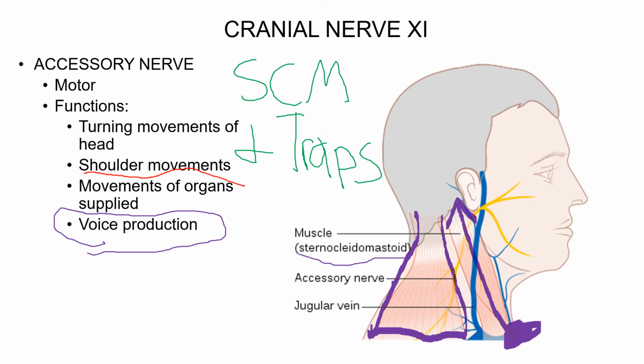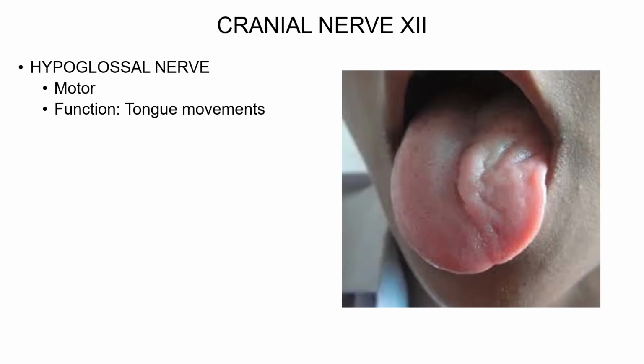Okay, moving on to our final cranial nerve number 12. Cranial nerve 12 is the hypoglossal nerve. Nice, easy nerve to finish all of this out. It's a 100% motor nerve. All it does is it helps you move your tongue. And that's it. So it helps you move your tongue while you're chewing your food.